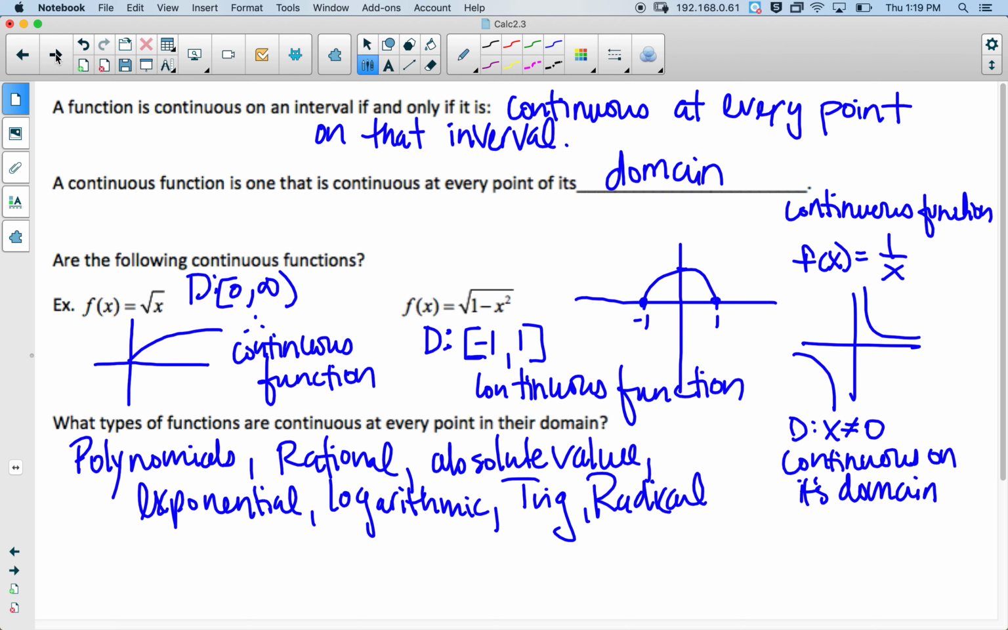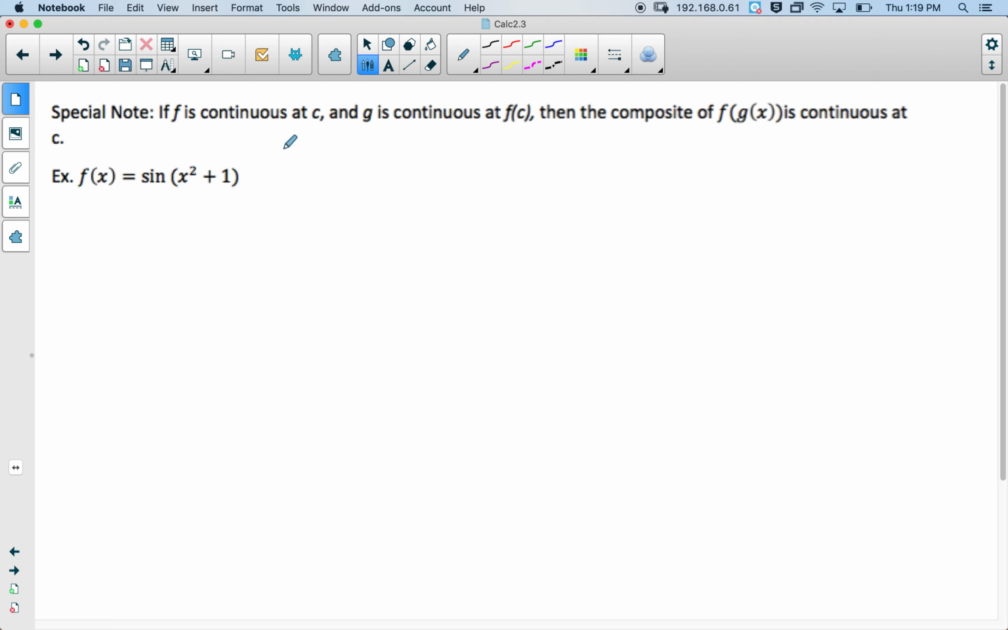Now here's a note. If f is continuous and g is continuous, then the composite function f of g of x is continuous. So let's apply that. So if we couldn't use our calculator and we were wondering if this was continuous, we could break this into parts.